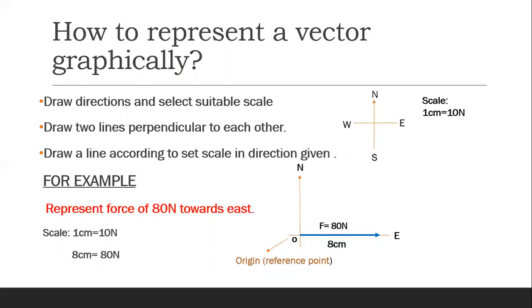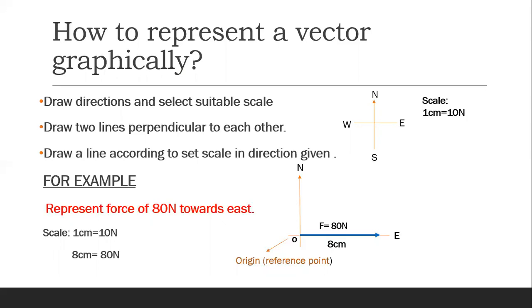Represent a force of 80 Newton towards east. Firstly, you will draw the directions north, south, east, west so that you know in which direction you have to draw that vector. You will select a suitable scale. I'm selecting over here 1 centimeter is equal to 10 Newton. That is, 8 centimeter will be equal to 80 Newton. So basically, if you draw a line of 8 centimeter, that 8 centimeter line will represent 80 Newton force.